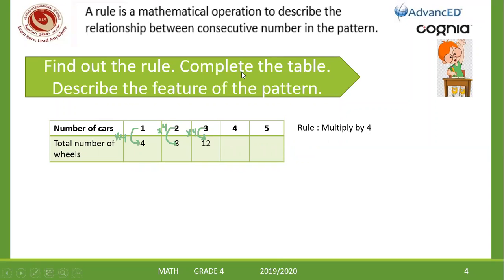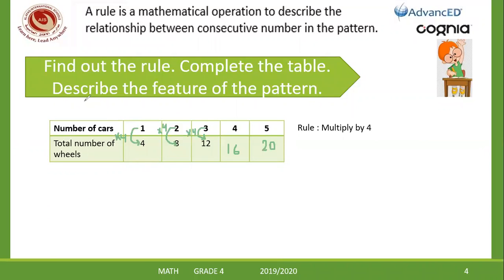Then he asked me to complete the table. We can follow the same rule to complete the table. What about 4? Of course, 4 multiplied by 4 will be 16. We follow the same rule: 5 multiplied by 4 will be 20. So, as we know before, we can use addition to describe the rule if the numbers are increasing. Also we can use multiplication to describe the relationship between the numbers if the numbers are also increasing.